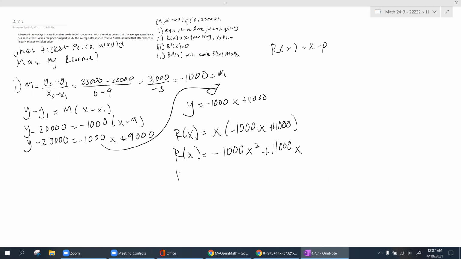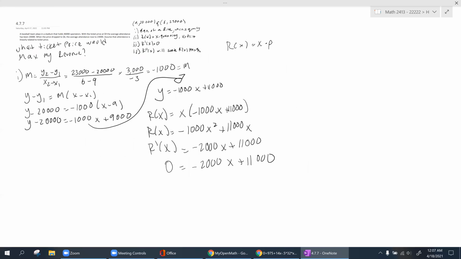So I'm going to go ahead and take the first derivative. It's 29,000. And again, what am I going to do? I'm going to set this equal to 0, meaning 0 is equal to -2,000x plus 11,000. I'm going to go ahead and solve for x.